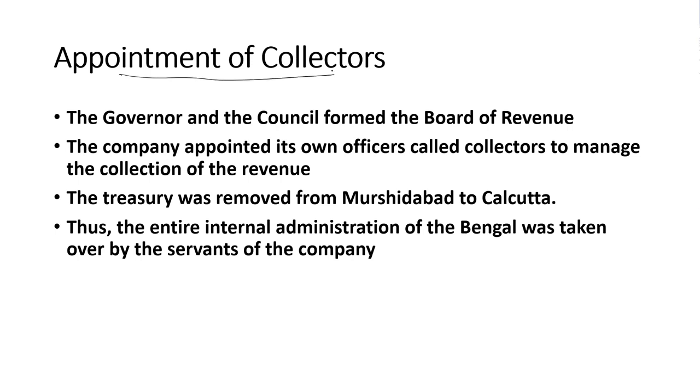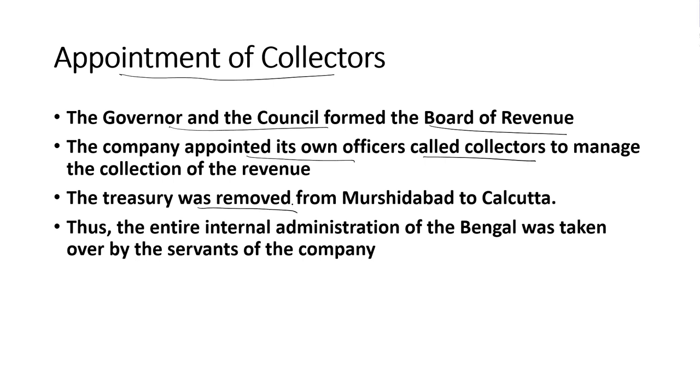Appointment of collectors. It was Warren Hastings who made the appointment of collectors for the management of the affairs of the revenue collection in Bengal. The council and the governor or the president formed the Board of Revenue, which managed the affairs of the revenue collection across Bengal, Bihar and Orissa. Once these deputy diwans were removed from their offices, Warren Hastings appointed collectors who were required to manage the affairs of the land revenue in Bengal, Bihar and Orissa.